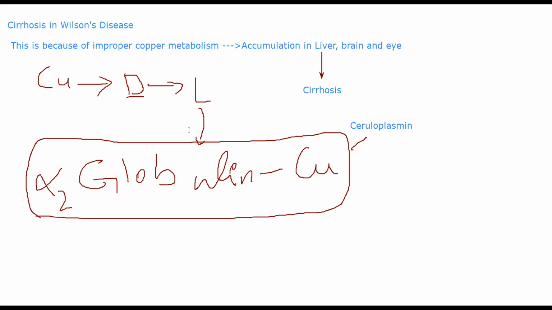I'll repeat once again just in case you did not understand. Whatever copper you are eating gets digested. Whatever you are eat gets digested in your mouth, then goes throughout your GIT, into your stomach and eventually into your duodenum, finally into your intestine. Specifically in your stomach and your duodenum, copper is absorbed. That copper, whichever is absorbed, will be transported to your liver.